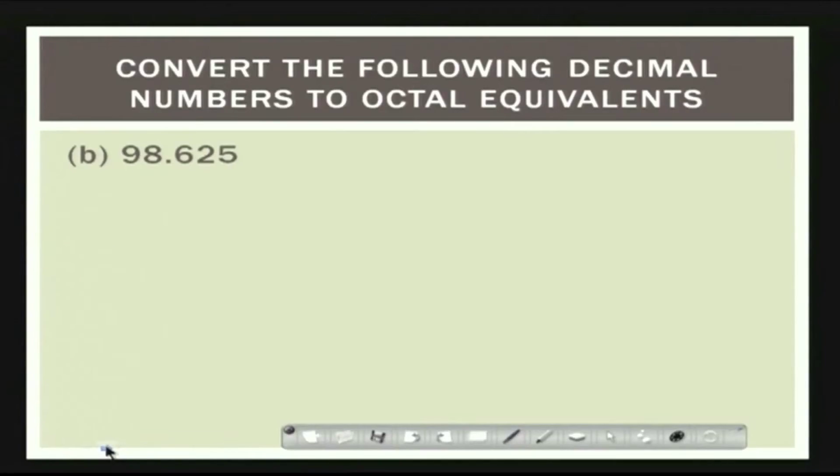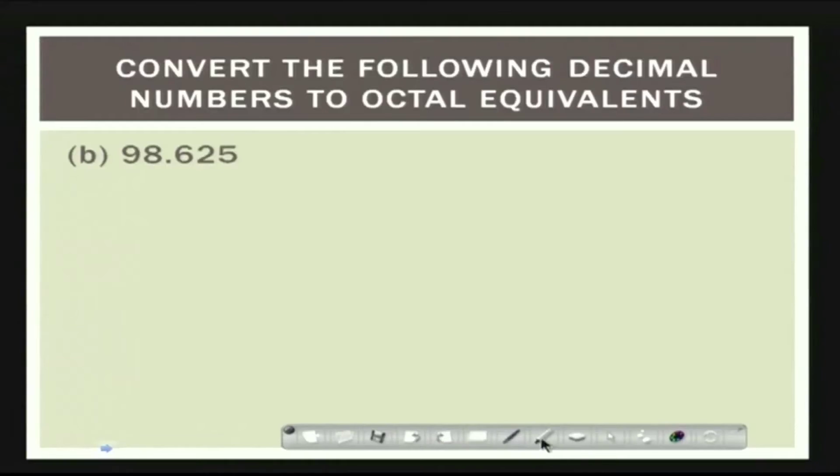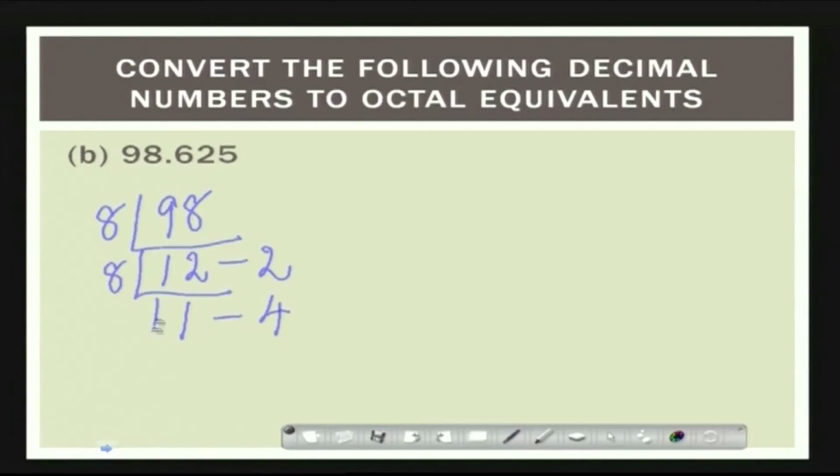The same can be obtained with another number. So, 98.625. Here I have taken both the integer part as well as the fractional part. Now, let us try to convert this. When we convert, what we should do first is take the integer part and start dividing by 8. What you will be getting will be 12 and 2. Again the 12 can be divided by 8 to get 1 and 4. Again if you divide this, you will get 0 and 1. So, the integer part will give you 142.